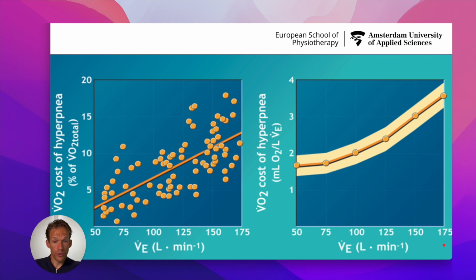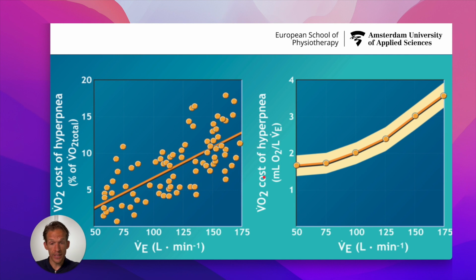What these graphs show you, these are graphs from the book of McCardle. You can see that here is expressed the VO2, so the actual oxygen consumption, compared to the minute ventilation as a percentage of the total consumption. So it's a relatively linear increase, although the spread is huge, as you can see. So this means that the VO2 and VE have roughly a linear relationship.